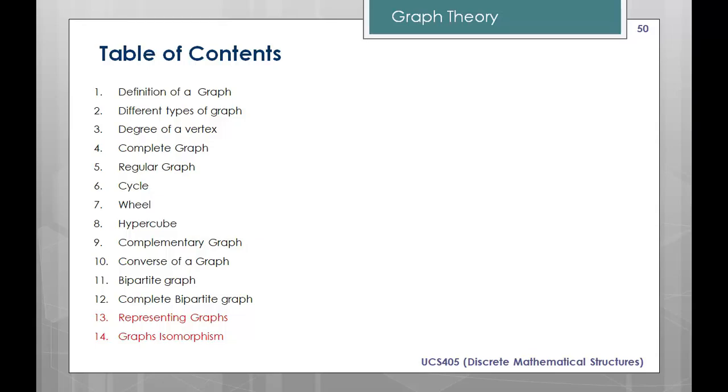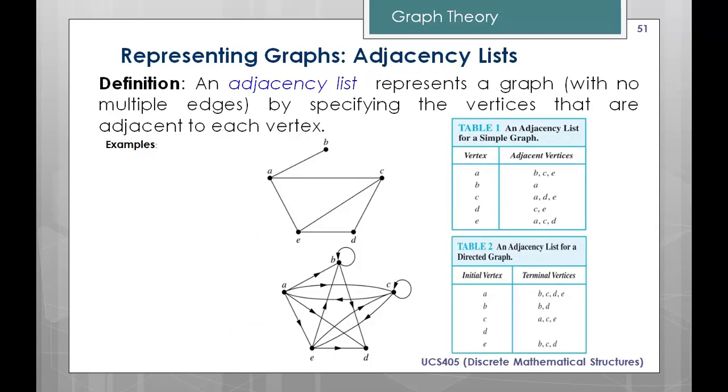In the last lecture we covered these topics: complementary graph, converse of a graph, bipartite and complete bipartite graph. In this lecture we will cover representing graphs and graph isomorphism. We can represent a graph in two ways. Number one, adjacency list. Second is adjacency matrix.